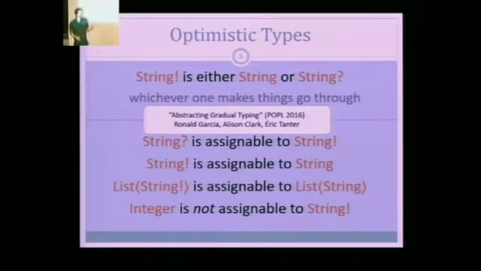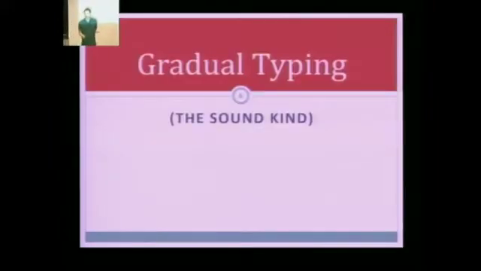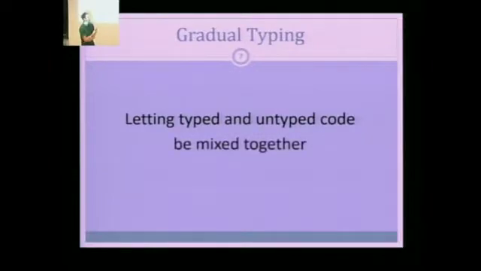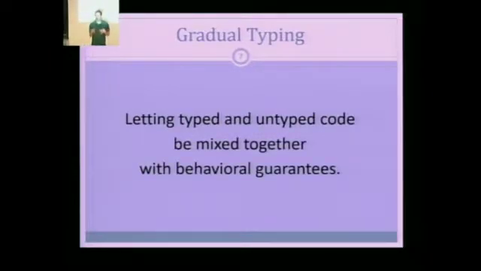Okay, so let's take a step back and ask, what is gradual typing? Well, in general, the goal of gradual typing is to let typed and untyped code be mixed together, and yet still provide some guarantee about how that mixing works out. In Kotlin, we interpreted typed as null safe and untyped as null unsafe. And the guarantee we intended to provide was that a string was a string, not null.